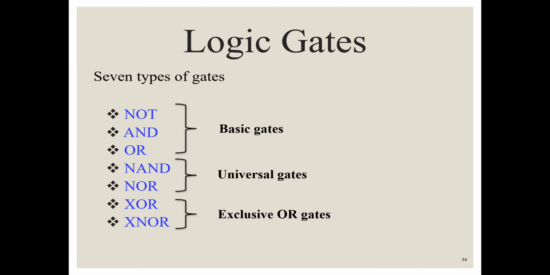So now see. First one, basic gates. The basic gates are NOT, AND and OR. The second one, NAND, N-A-N-D, and NOR, N-O-R, are called universal gates.